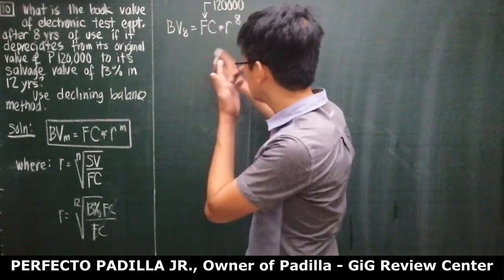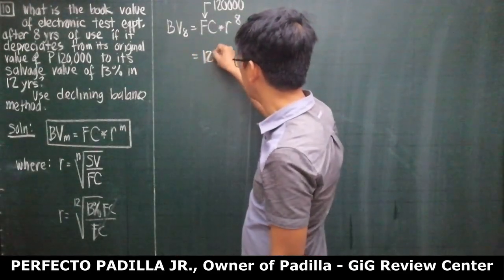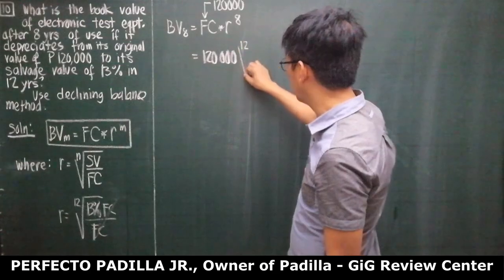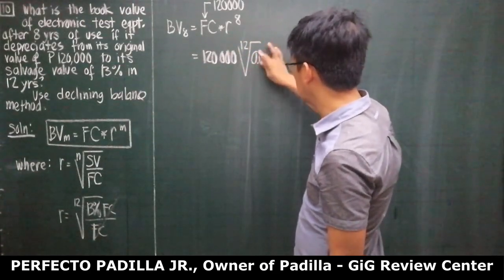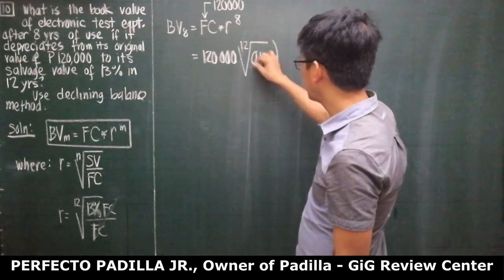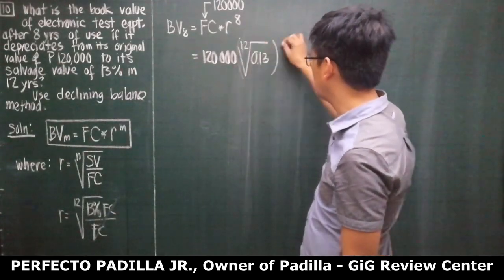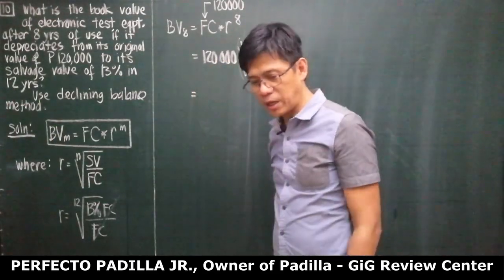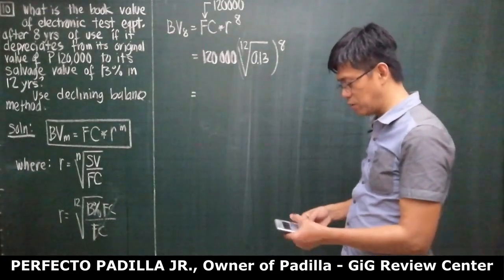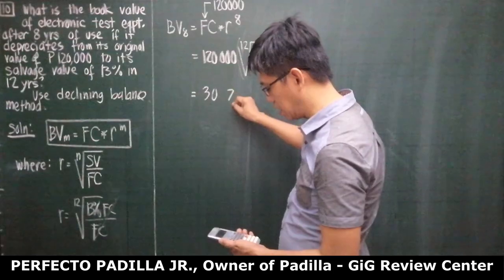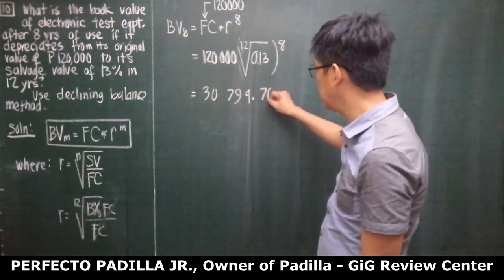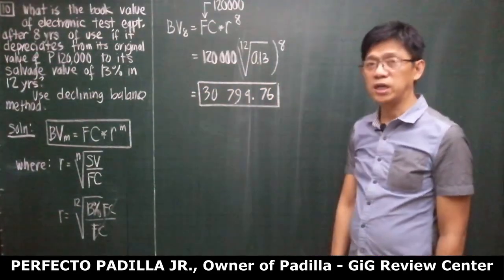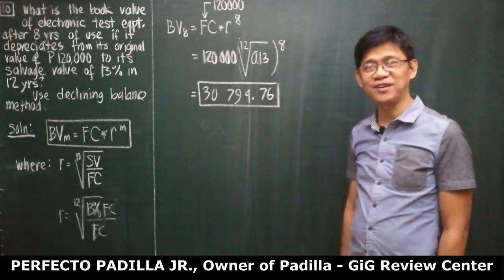So, substituting it here, you'll have 120,000 times R. What is R? It's the 12th root of 0.13, raised to 8. All you need to do is compute this now. When we compute this, what we will have here will be 30,794.76. This is the book value at the end of 8 periods. Did you get it? Are we clear? Okay, sige.